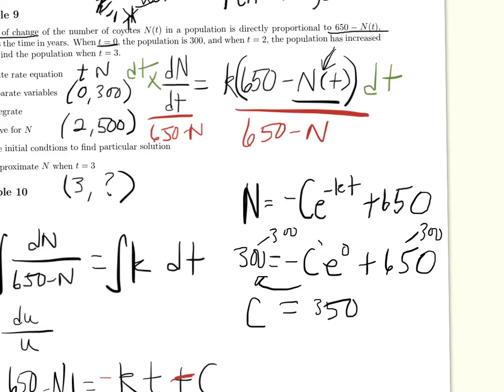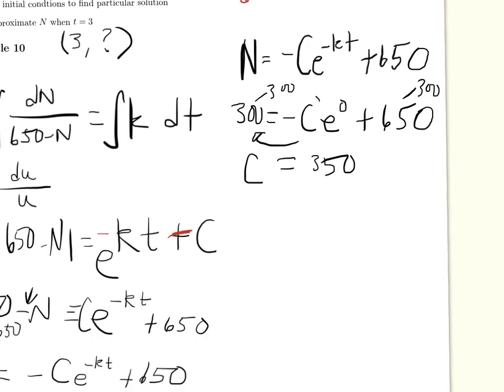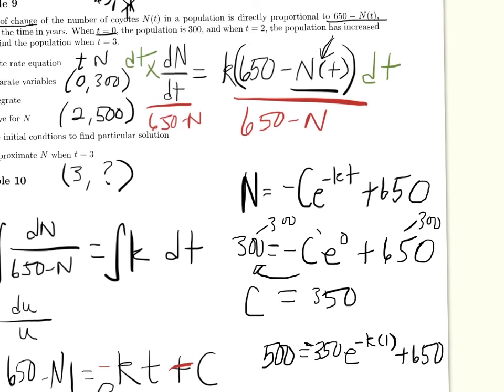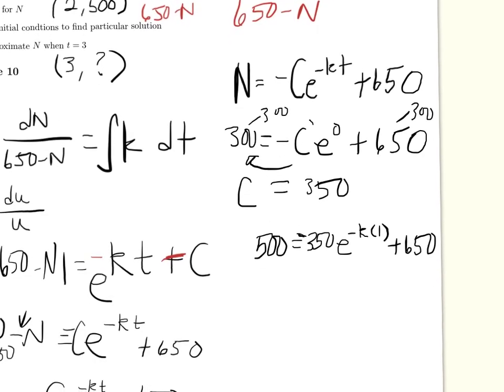Okay, and then the next step is to find k. Our other initial condition is that there are 500 coyotes. Now we know what C is. When, oops, that should be a negative, e to the negative k times 1 plus 650. I think that's a 2. I think you're right, yes. That should be a 2. Okay, good.